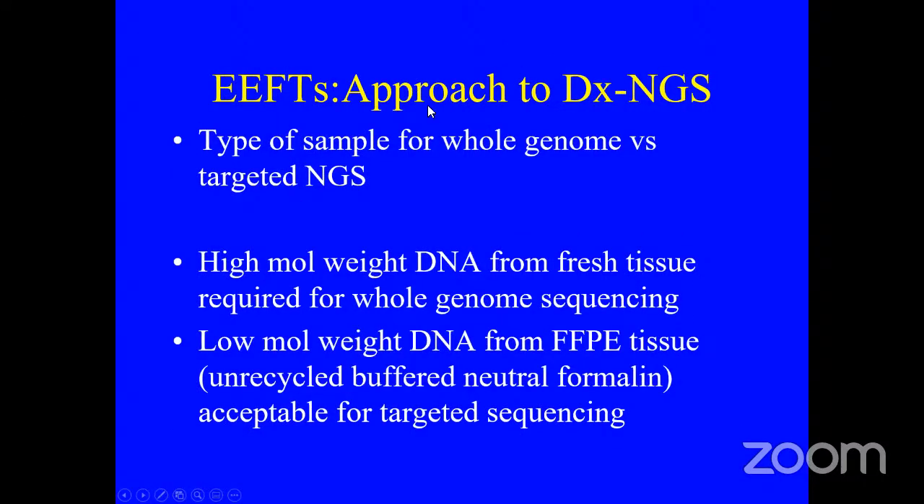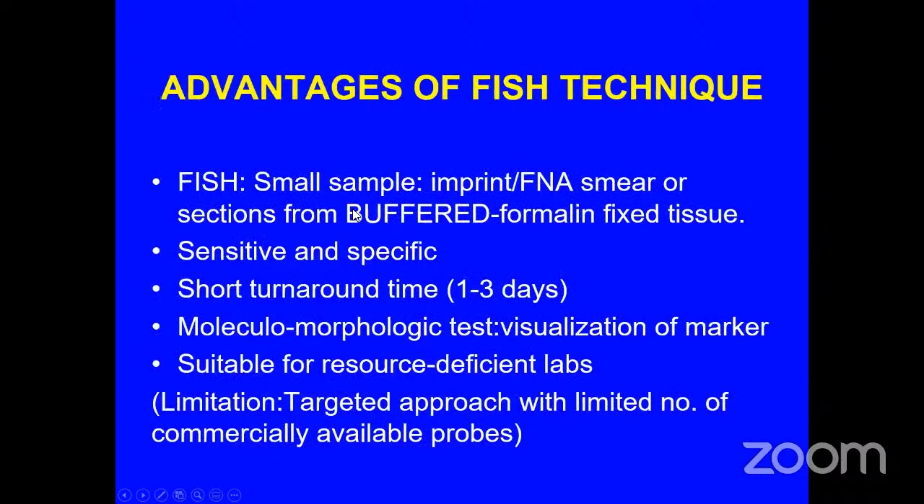Now, the type of sample that you need for NGS, I have already described that for you in part one of this presentation, but I just want to make one point, and that is, if you are looking for whole genome sequencing, you need a high molecular weight DNA, and for that, you need fresh tissue. If you are looking for a targeted sequencing, a low molecular weight DNA in formalin fixed paraffin embedded tissue should suffice. So this is just to make that particular point.